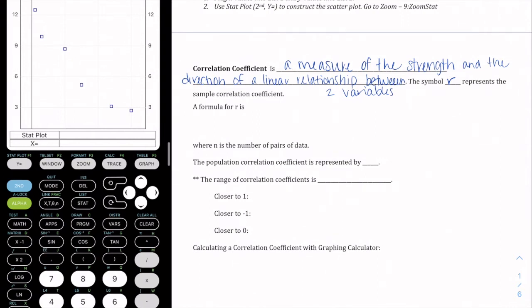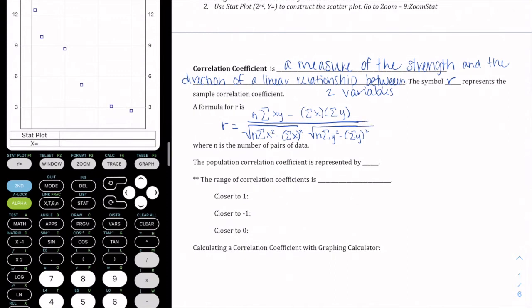So a formula for R is R equals N times the summation of X times Y minus the summation of X times the summation of Y, divided by the square root of N times the summation of X squared minus the summation of X quantity squared, and that's times the square root of N times the summation of Y squared minus the summation of Y quantity squared.